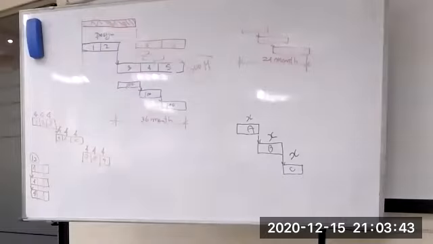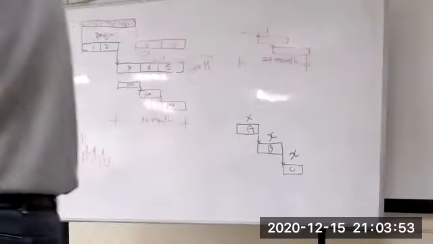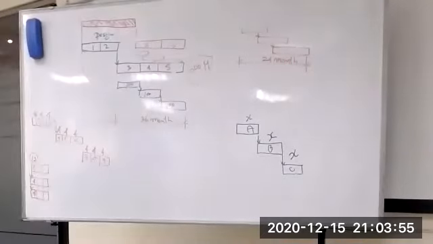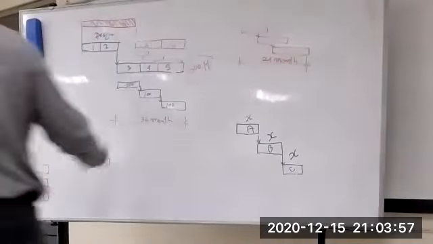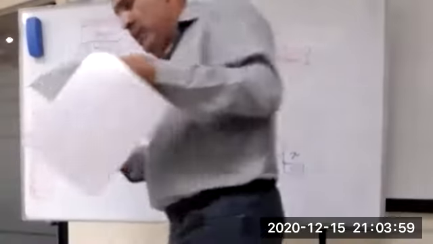Crashing can change the critical path, of course. Fast tracking can change the critical path. Crashing can be done by increasing resources, and fast tracking can be done by changing the relation of activities, overlapping. Okay.